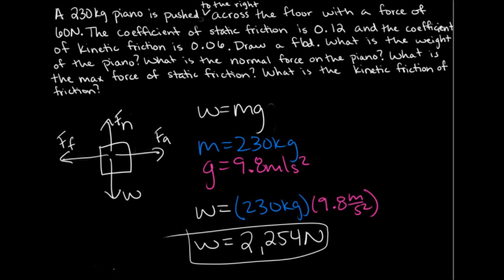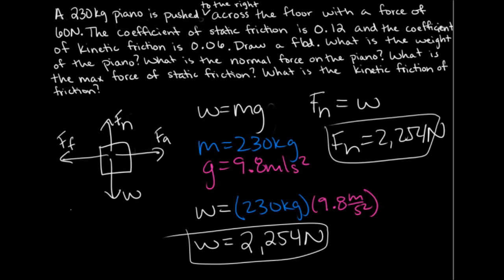Now, what is the normal force of the piano? Well, the normal force is always equal to the weight. So normal force equals weight. So that means that my normal force also equals 2,254 newtons.